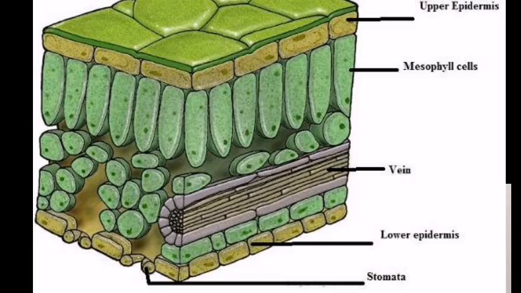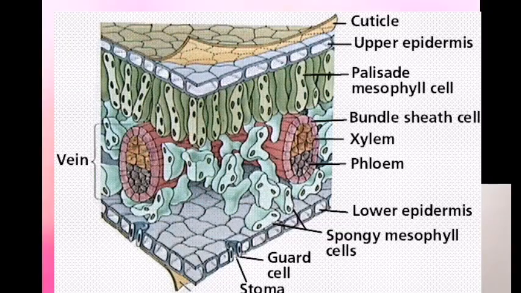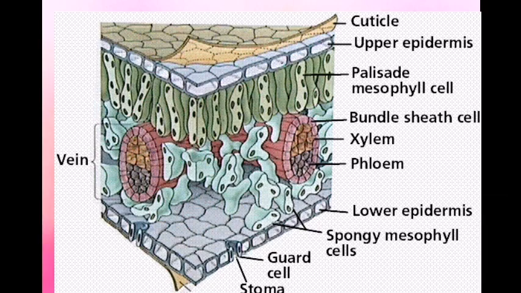In between the upper epidermis and lower epidermis, numerous elongated and somewhat oval shaped cells are present. These are all parenchymatous cells, and these cells together are known as mesophyll cells. The mesophyll tissue consists of spongy parenchyma and palisade parenchyma.